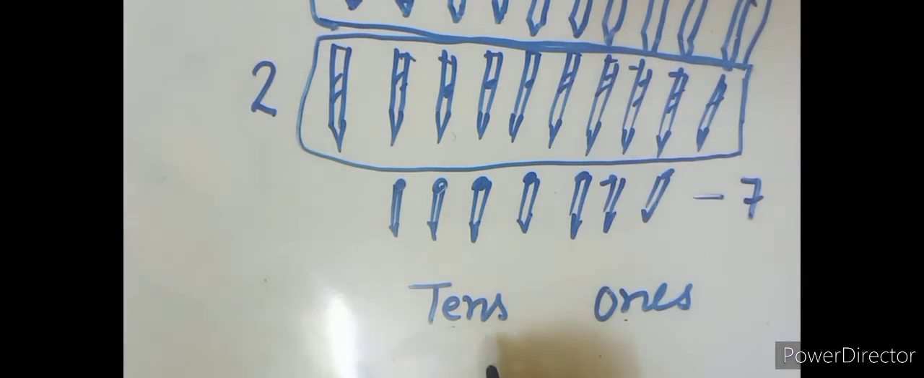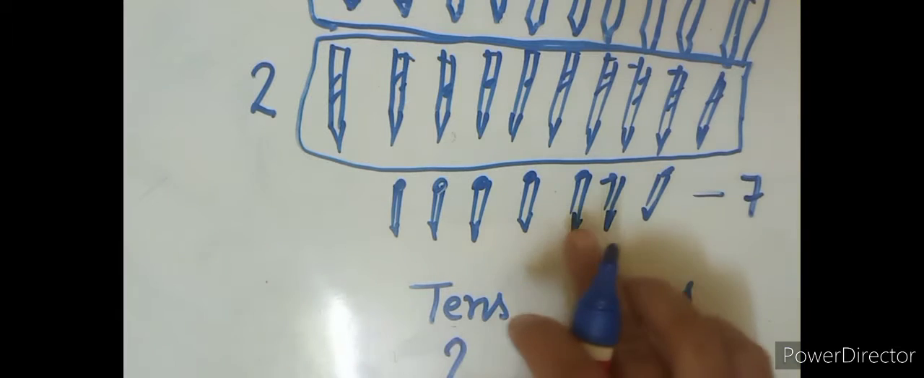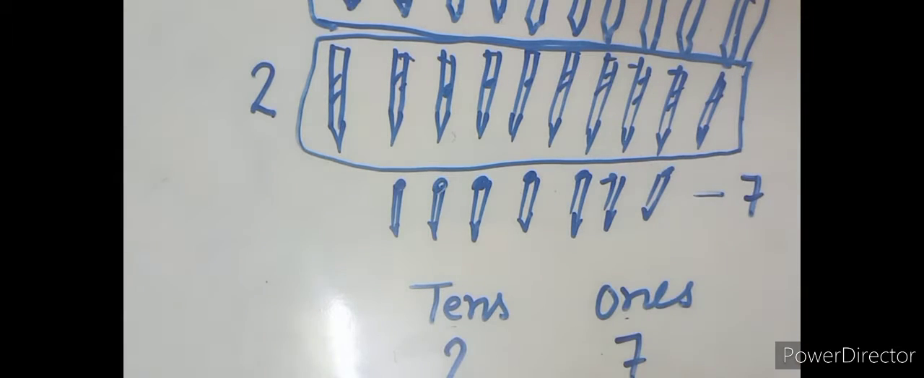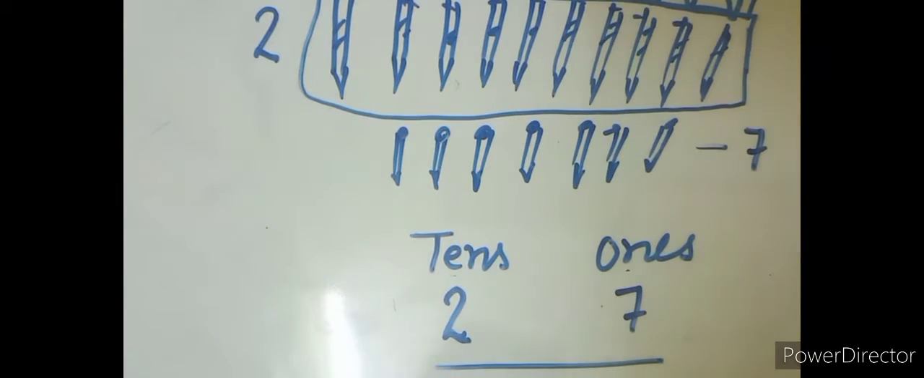Now students, I have made 2 groups of pencils. I have written 2 in the tens place and I have written 7 in the ones place because here are 7 pencils. Now student, now tell me which number is this? We call this number 27.